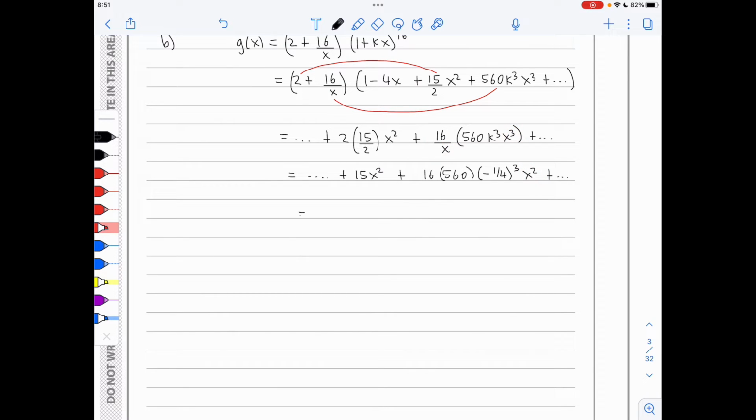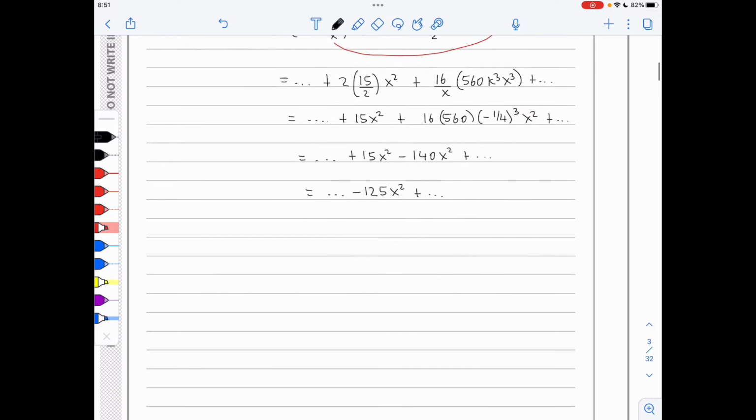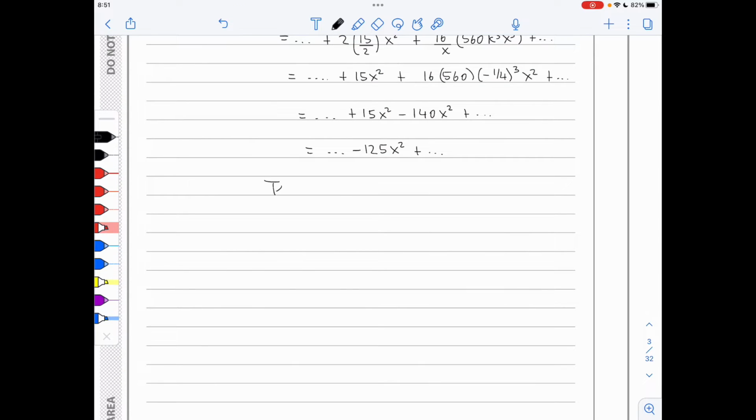So this is 15x² - 140x². So we can see that this will give overall a -125x². So we need to state now that the term in x² is -125x².